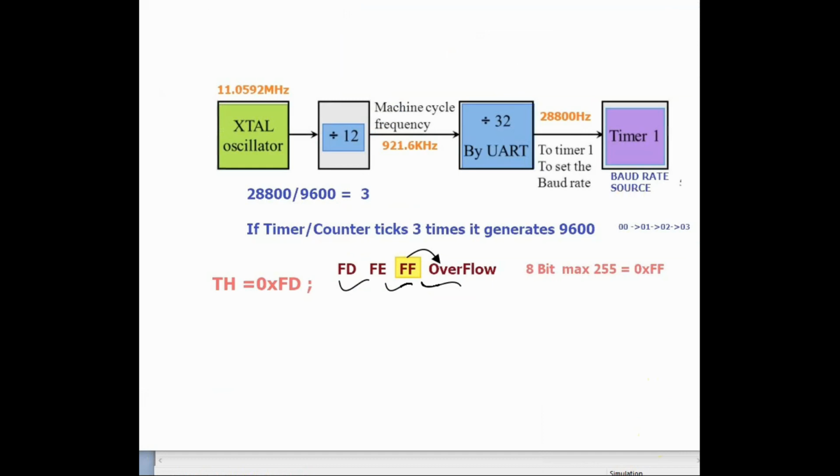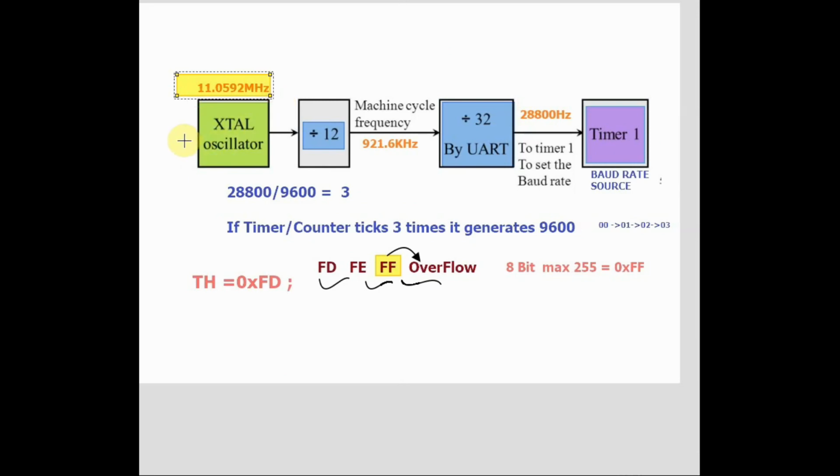The crystal we are using is 11.0592 MHz, and the 8051 circuitry divides it by 12 to get the machine cycle frequency. So 11.0592 MHz divided by 12 is 921.6 kHz. And the 8051's UART circuitry further divides it by 32. To get a lower baud rate, this division is a must. This 32 is a standard division, and finally we get 28800 Hz. This is used by timer 1 to set the baud rate, so timer 1 is the baud rate source.